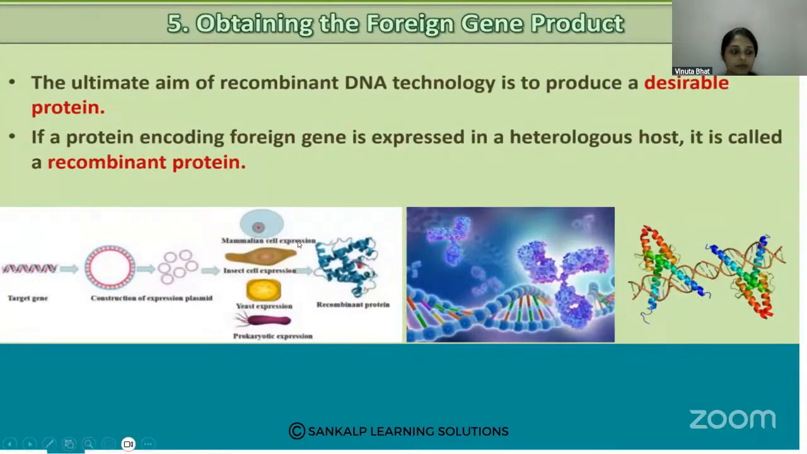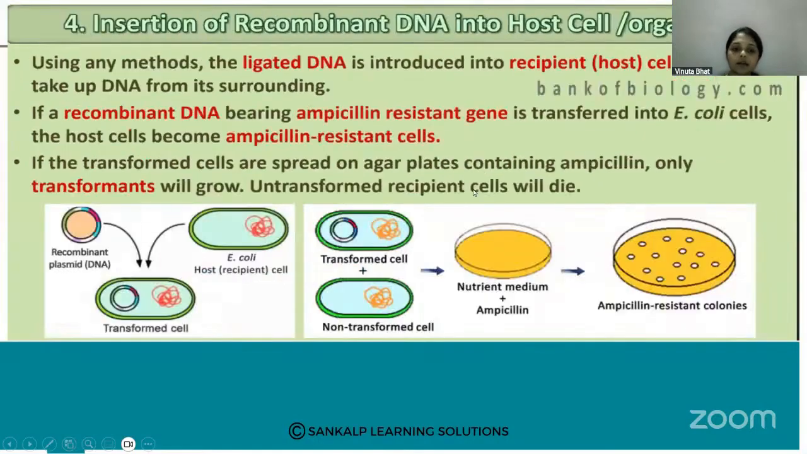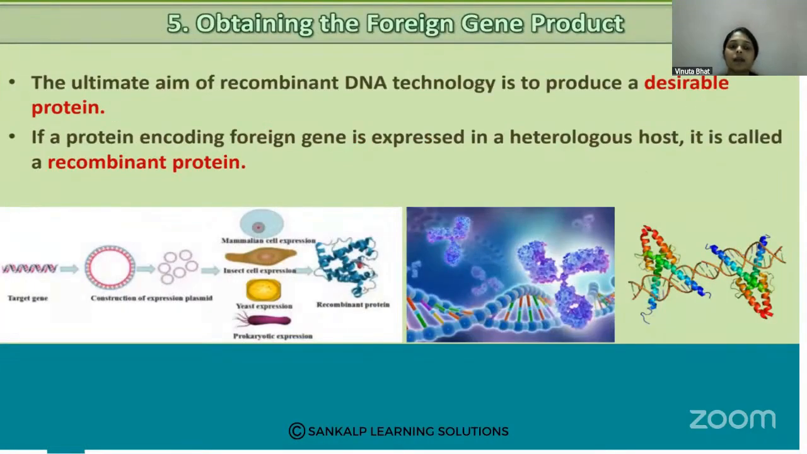Then the fifth step is obtaining the foreign gene product. The ultimate aim of recombinant DNA technology is to produce a desirable protein. So now the recombinant DNA is present in the host cell, right? Here, if a protein encoded by a foreign gene is expressed in a heterologous host, it is called a recombinant protein. If the protein is produced in this process, that is called the desirable protein. So we are getting the desirable protein in this process.